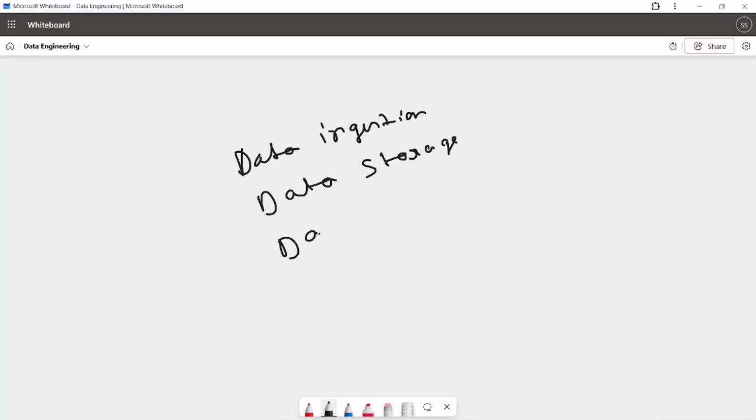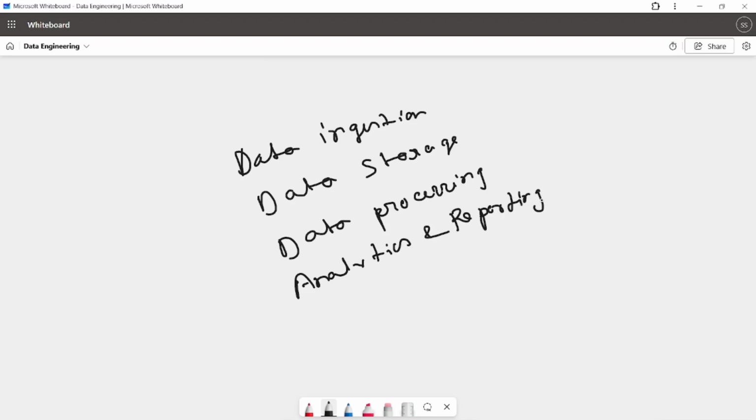data ingestion, then data storage, then data processing, and analytics and reporting.